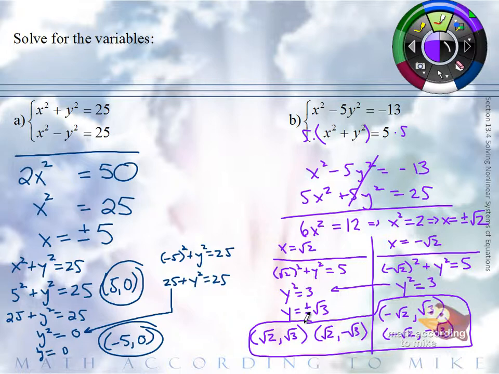What types of graphs are they? The first one is a hyperbola. A very, very ugly hyperbola, unfortunately. The second one is another circle. It's a circle of radius square root of 5.